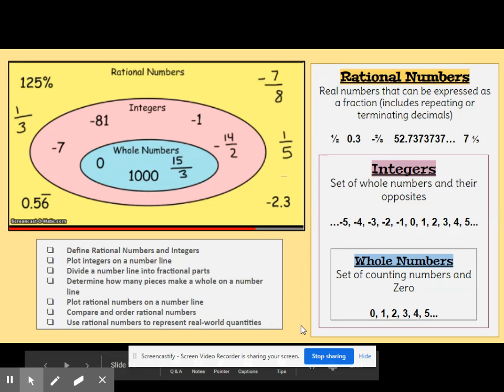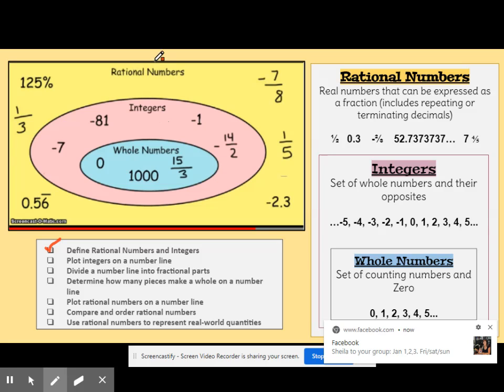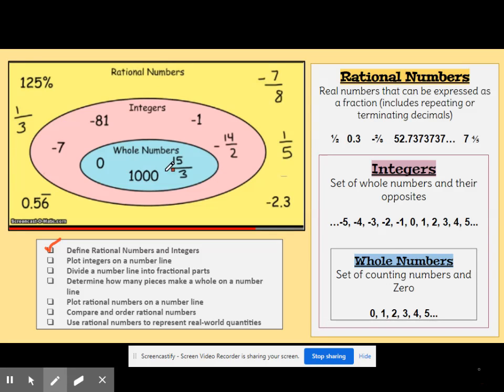So here's a review of the number system. I've already touched on it a little bit, but I want to make sure we really know this first standard, or this first target. We want to be able to identify rational numbers, integers, and whole numbers. So whole numbers are the elementary school basic numbers you start with: 0, 1, 2, 3, 4, 5. They're all just your counting numbers. This is a fraction, but it's really a whole number in disguise. 15 over 3 is 5.